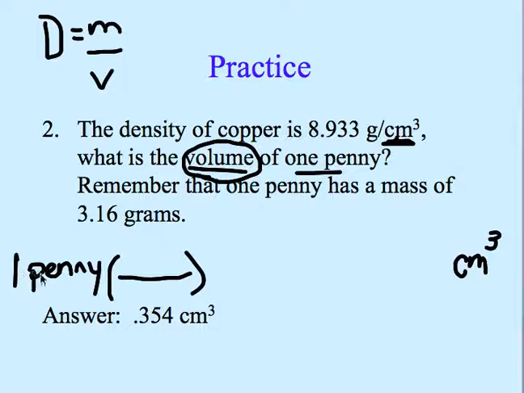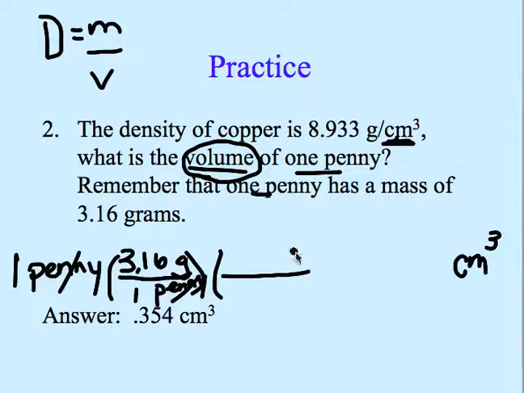So for instance, if I have 1 penny, on my next factor, I want penny on the bottom. And in my information, it told me that 1 penny has a mass of 3.16 grams. So penny cancels. Then I'm in units of grams, but I don't want units of grams. I want centimeters cubed. So on my next factor, I'm going to put grams on the denominator. And it says that 8.933 grams is equivalent to 1 cubic centimeter of copper. So grams cancel, and you end up with cubic centimeters.